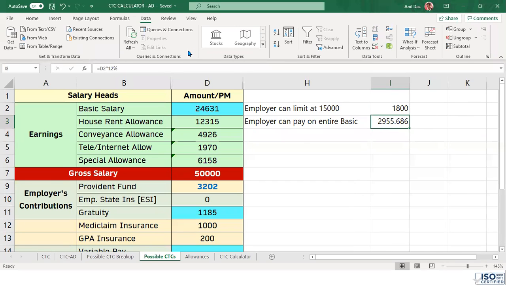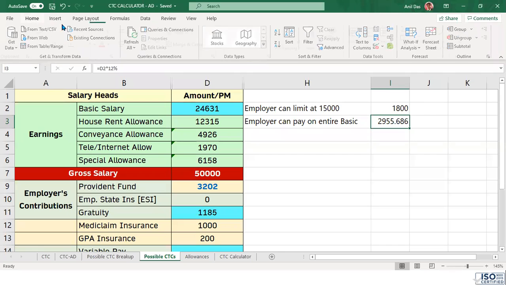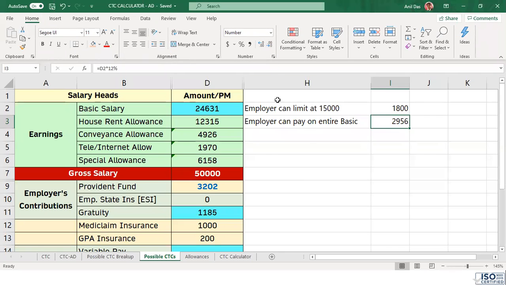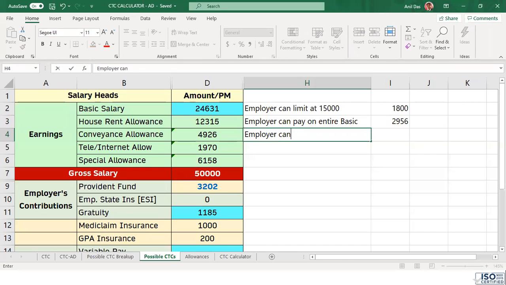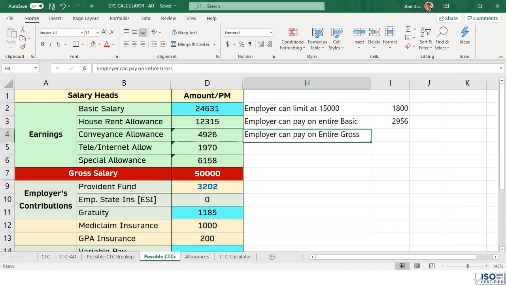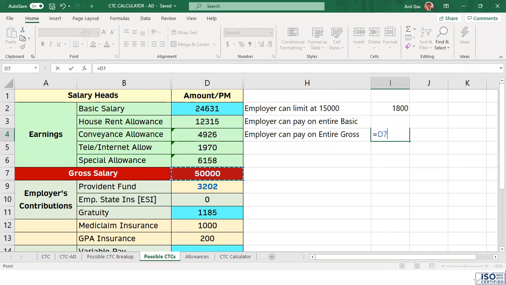The employer may say, I do not want to limit. This is how all Tata Group companies and all big companies, talk about IBM, Google, Wipro, Infosys, normally do not limit their contribution at 15. So the employer can limit contribution at 15. The employer can pay on the entire basic. The employer can pay on the entire gross also, which is 50.